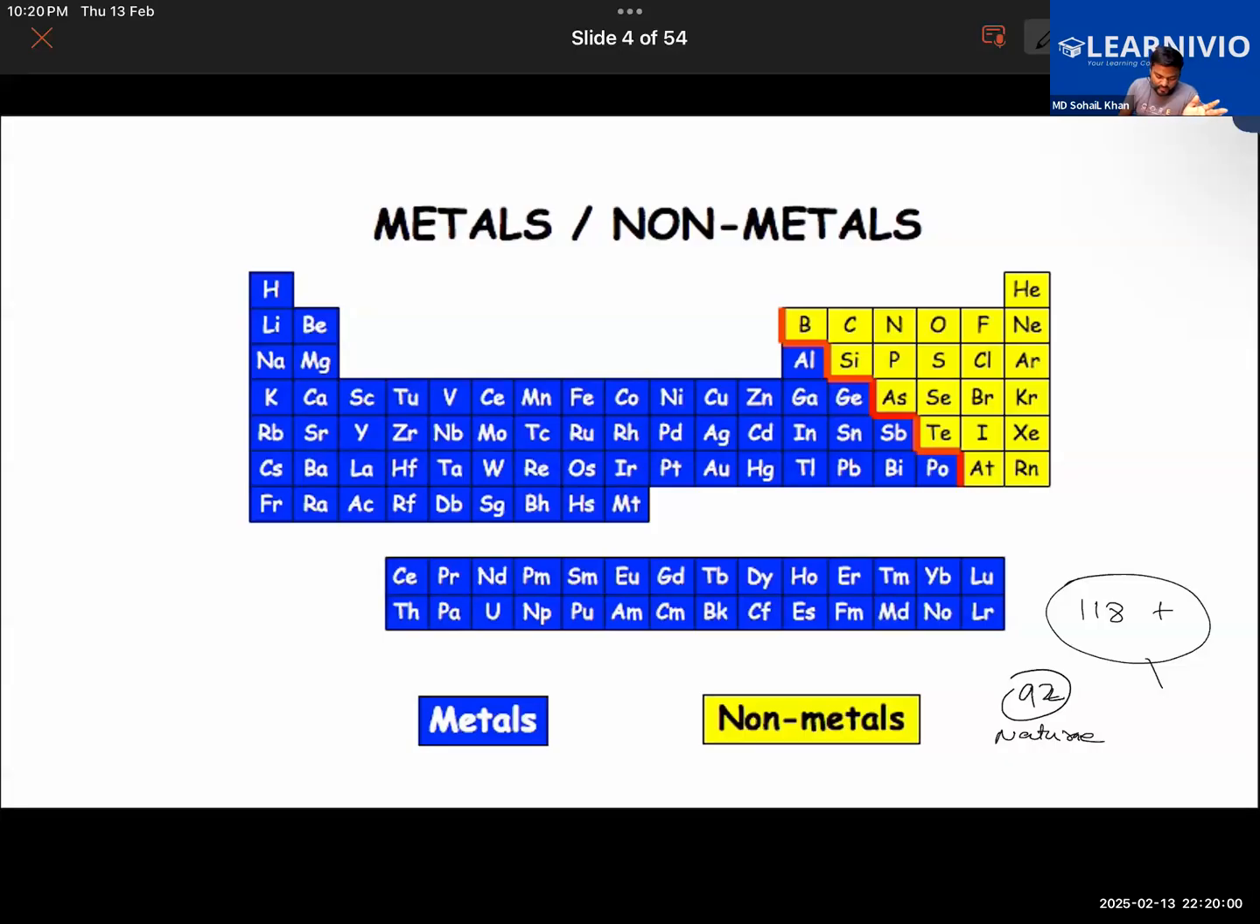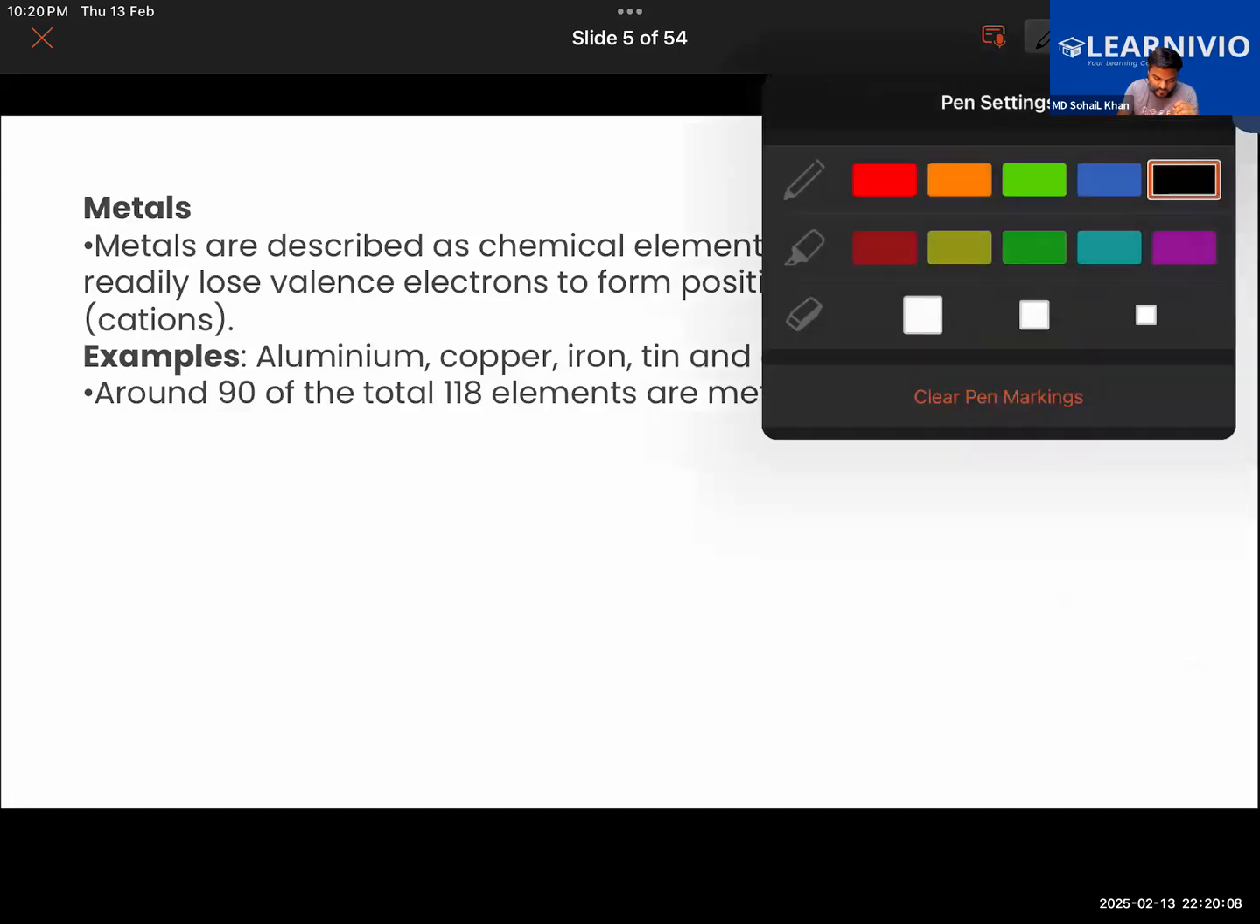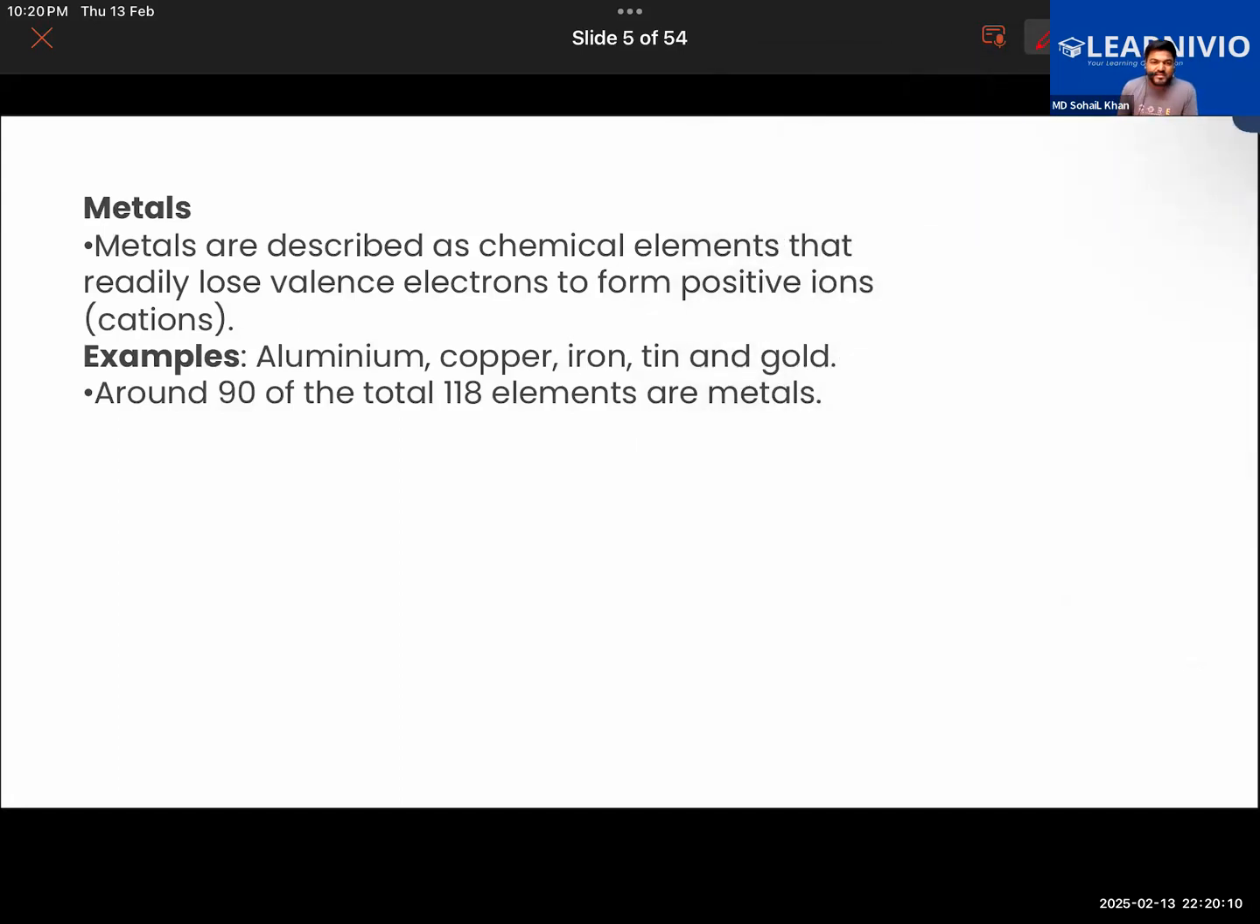So talking about the metals, they are more in number in comparison to the non-metals. Getting it? Yes, sir. Now, generally, we define them as the objects that have a shinier appearance, that can be beaten into thin sheets, that can be molded, that can be drawn into wire, that are good conductors of heat and electricity. But there's an interesting way to define the metals: they are described as the elements that lose electrons to form positive ions.